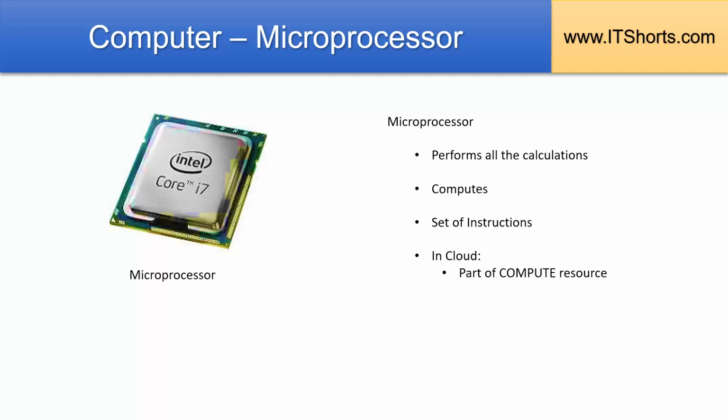Microprocessor. What does a microprocessor do? It does all the calculations. Simple. In other words, it computes. Okay. What does it compute? It computes the set of instructions given to it. In the cloud architecture, a processor is referred to as a compute resource.